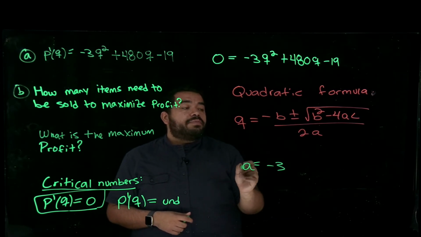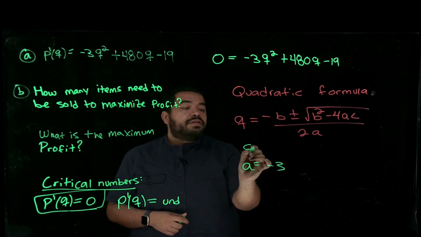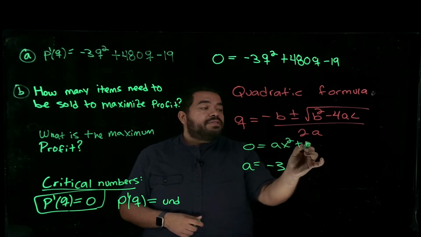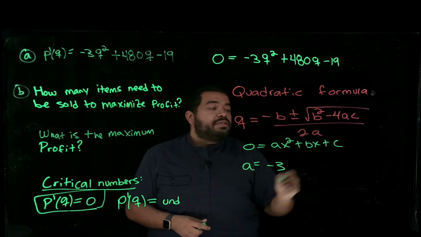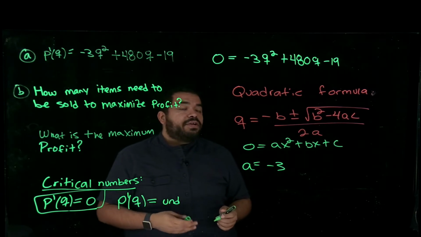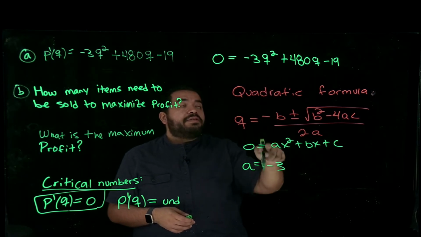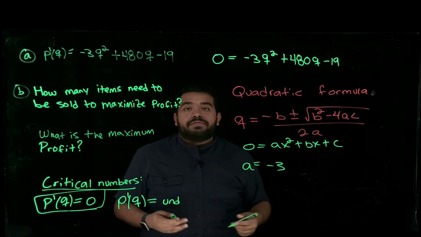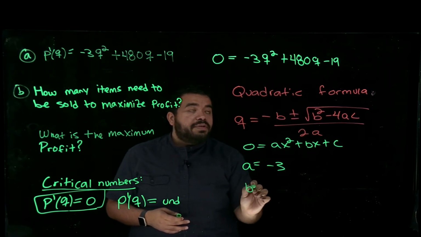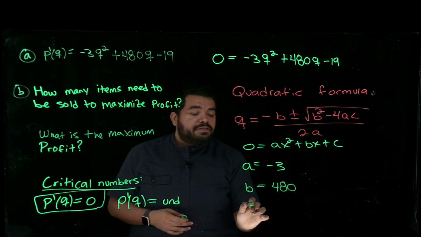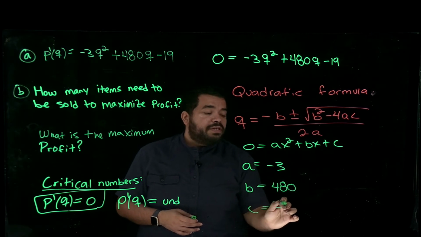Again, if you don't remember, we are looking at it from this form: 0 is equal to ax squared plus bx plus c. In case we forgot, how do you get your a, b, and c? Well, you have this in standard form. You basically make the connection between this and identify your a, b, and c. Now here b is equal to positive 480 and c is equal to negative 19.